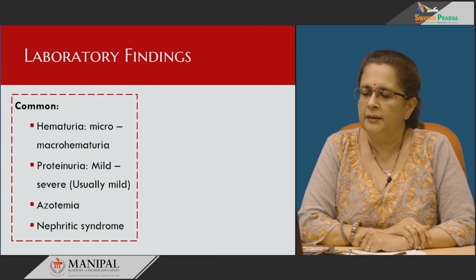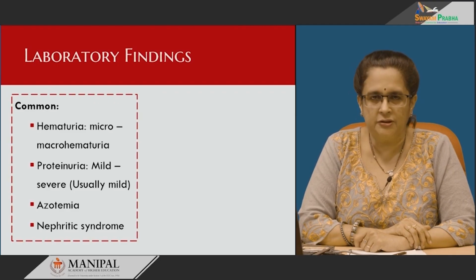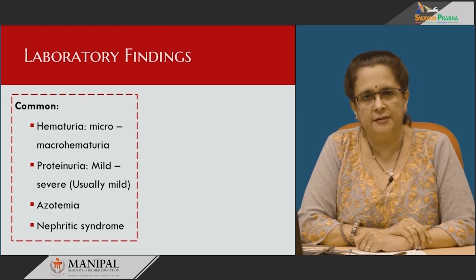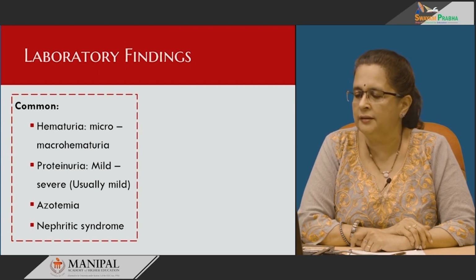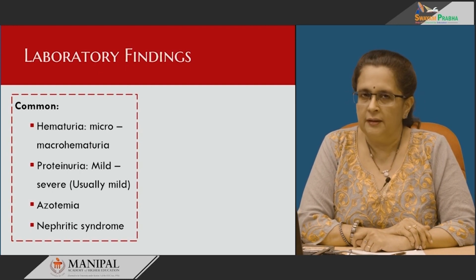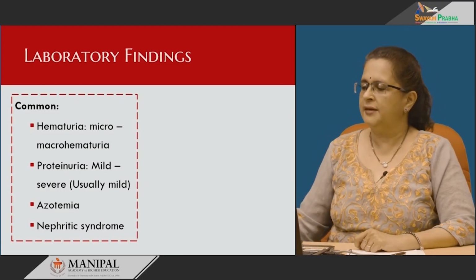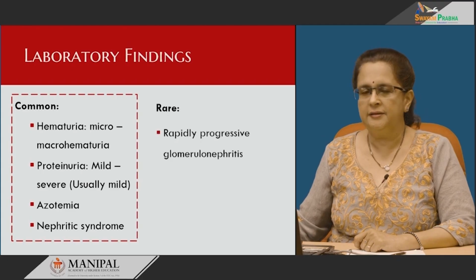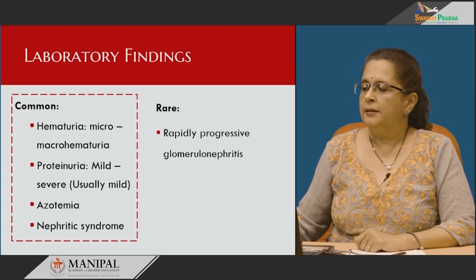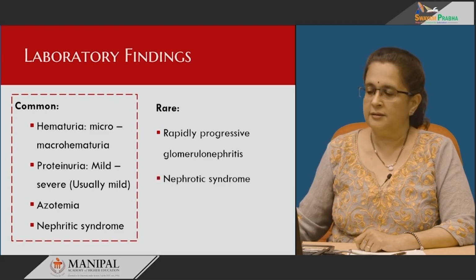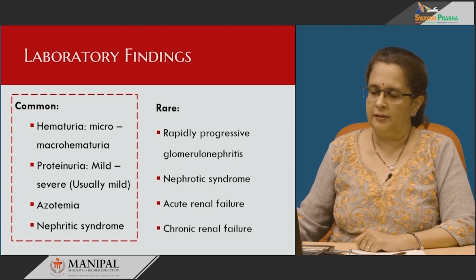Proteinuria could be mild, moderate or severe, but usually it is mild. Azotemia, that is elevation of blood urea nitrogen, is seen in patients who progress faster to renal failure, that is acute renal failure, and nephritic syndrome is another presentation. Now, besides that, rarely other presentations include rapidly progressive glomerulonephritis, then nephrotic syndrome, etc. Acute renal failure is very rare, as well as chronic kidney disease.